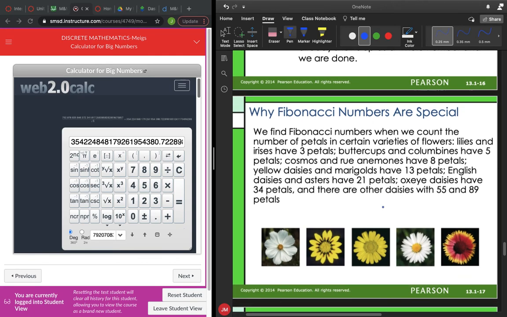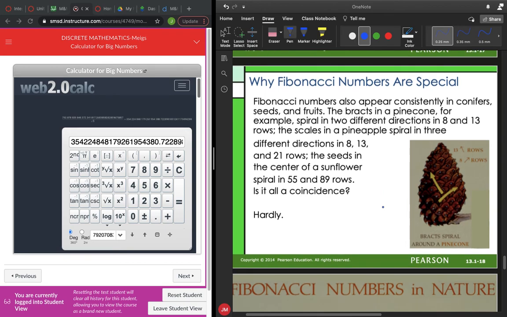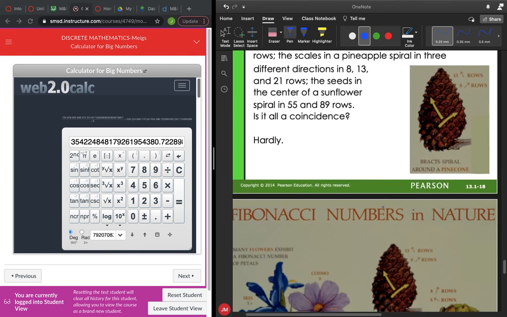Now, why are Fibonacci numbers so special? Why do we talk about them? Well, it turns out that they are all over the place. Just some simple examples from nature. You've got lilies and irises that have 3 petals, buttercups and columbines have 5, cosmos, rue and anemones have 8 petals, and so on. It's really interesting, these different flowers that increase in the number of petals based on the Fibonacci sequence. Another example is found in pine cones. As you go up through the different sections of the pine cone, you can see Fibonacci numbers in the spirals there.